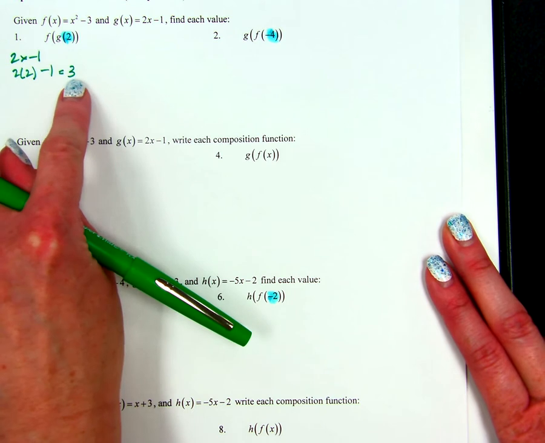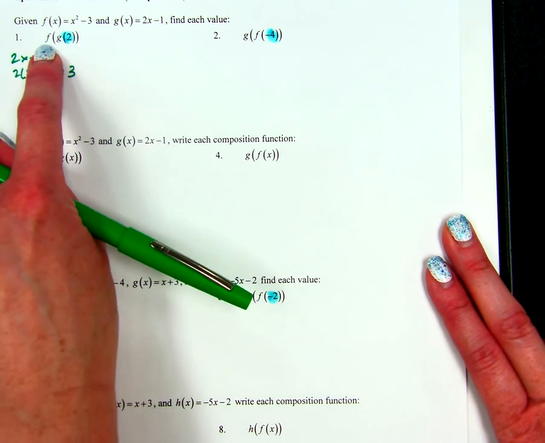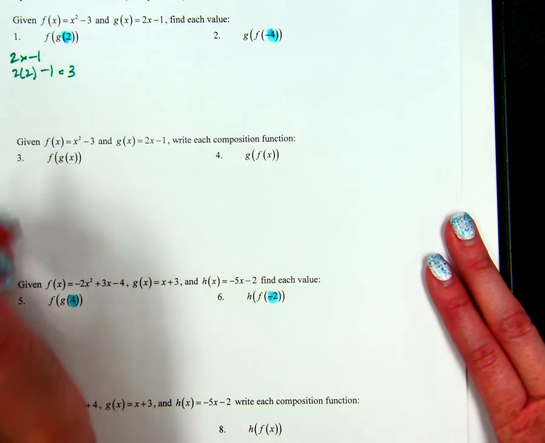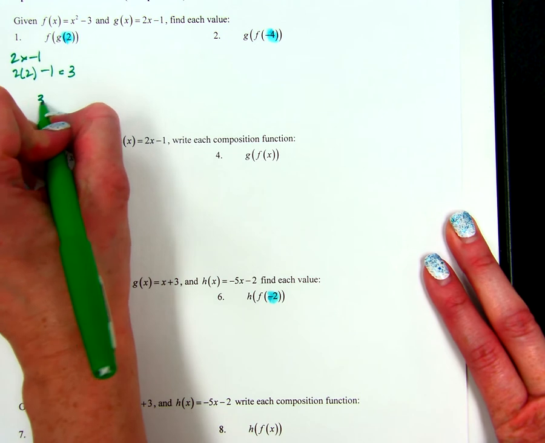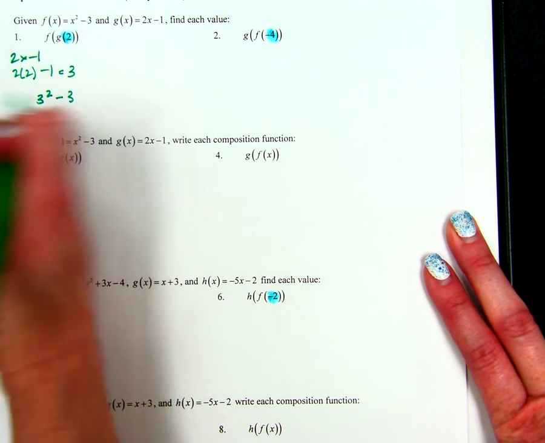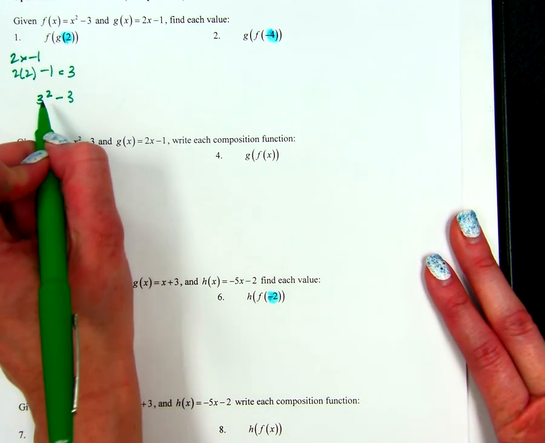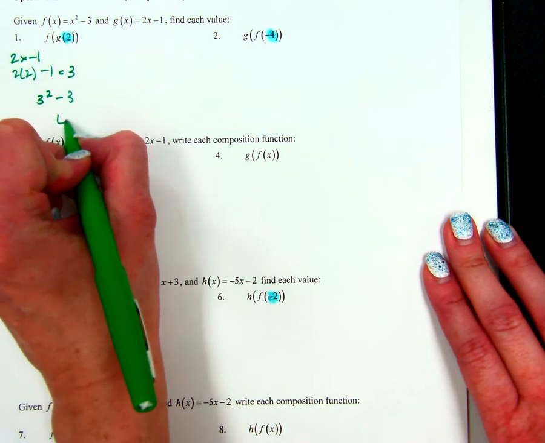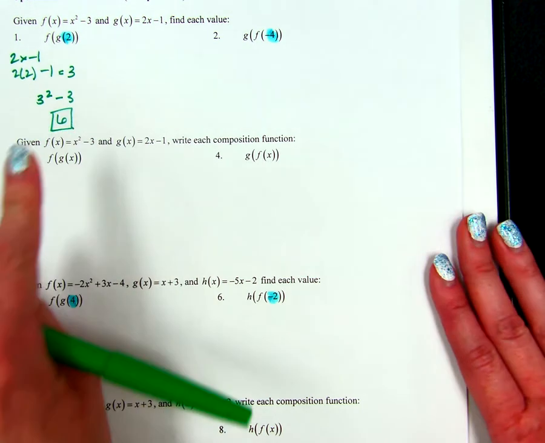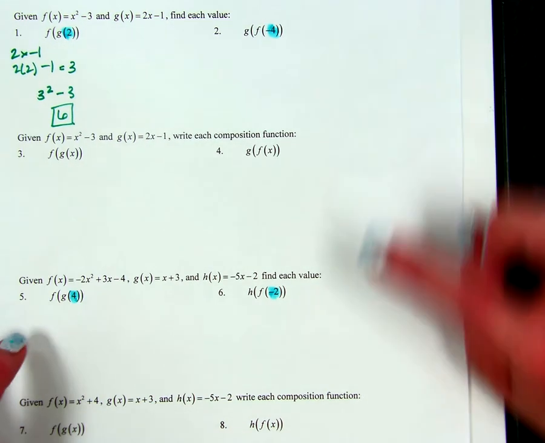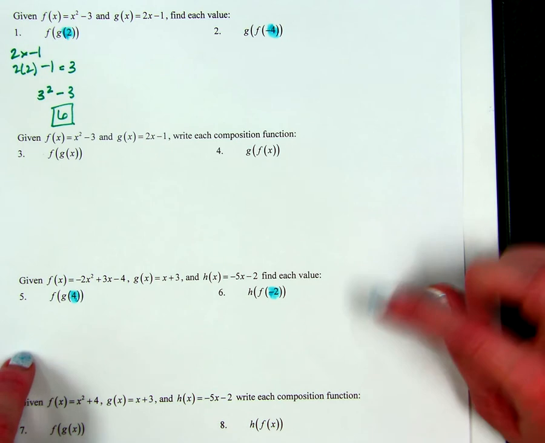Now we're going to take that 3 and plug it into the f function, the f of x. So now we're going to do 3 squared minus 3. 3 squared is 9, minus 3, so that final answer becomes 6. That's the same for 1, 2, 5, and 6, so let's do all of those together.